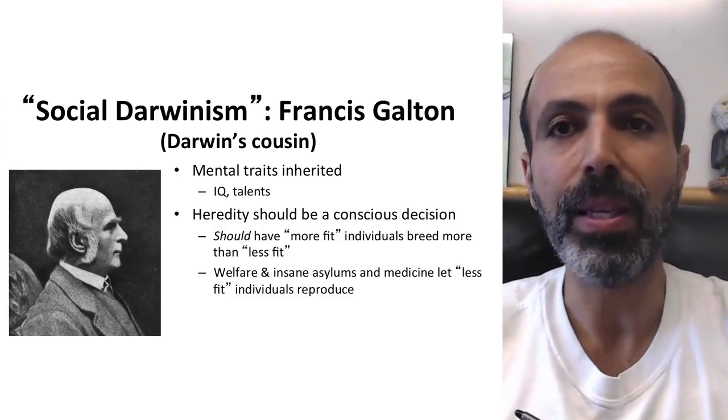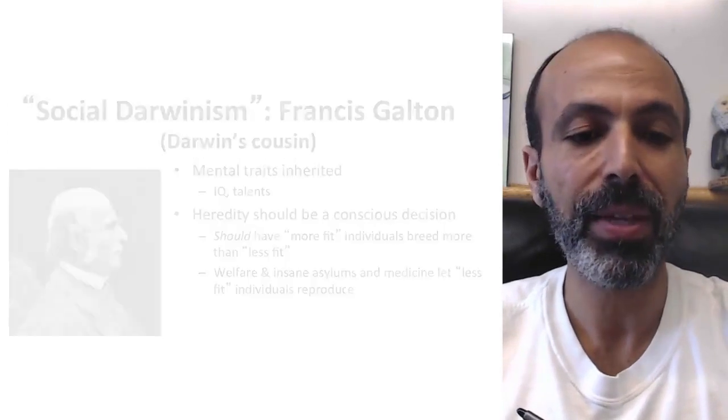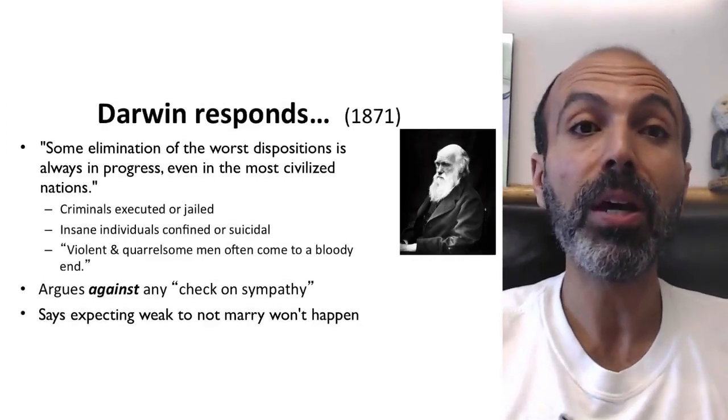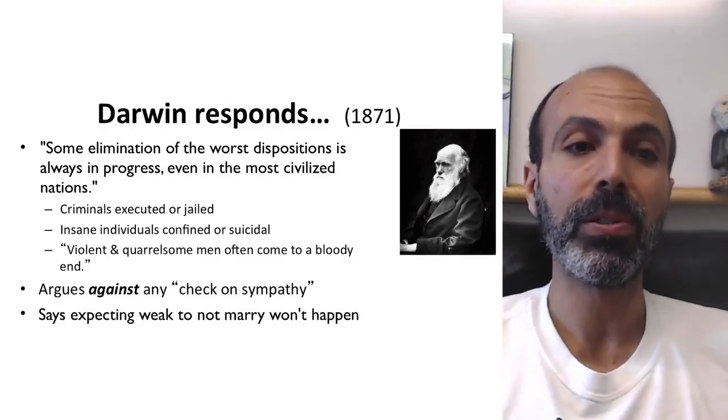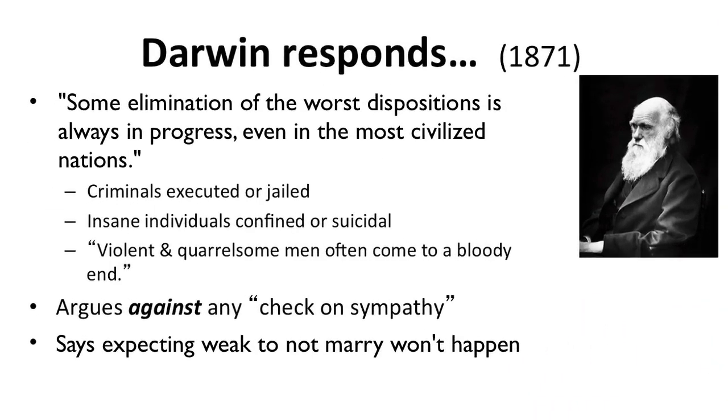Now, this was not popularly received, and even Darwin himself was against it. This is why I think it's inappropriately called social Darwinism. And Darwin responded to this, pointing out that some elimination of the worst dispositions is always in progress, even in the most civilized or advanced nations. That, again, a lot of criminals are executed or jailed, which limits their ability to reproduce, just in and of itself. Insane individuals are often confined or maybe suicidal, which, again, limits their ability to reproduce.